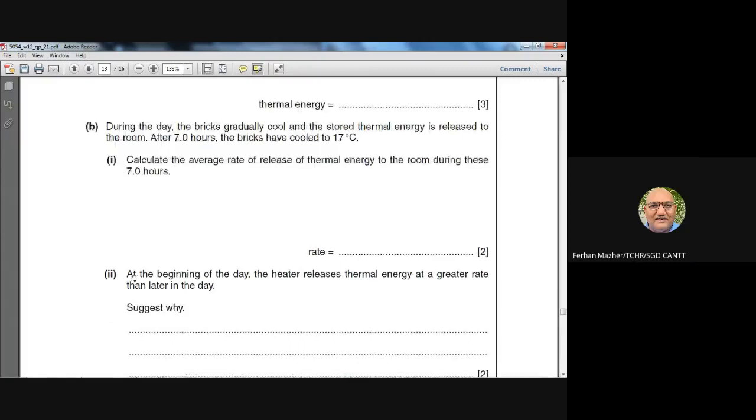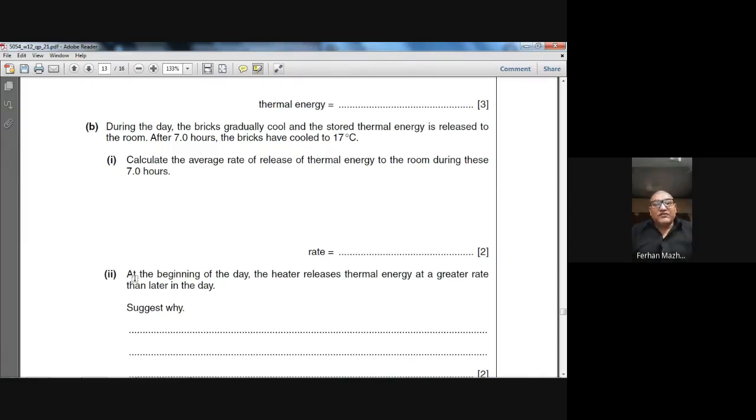During the day, the bricks gradually cool and the stored thermal energy is released to the room. After 7 hours, the bricks have cooled to 17 degrees centigrade. So the bricks first went from 17 to 96 degrees centigrade, and now they are cooling back down to 17 degrees centigrade, and this happened in 7 hours. Calculate the average rate of release of the thermal energy to the room during these 7 hours.